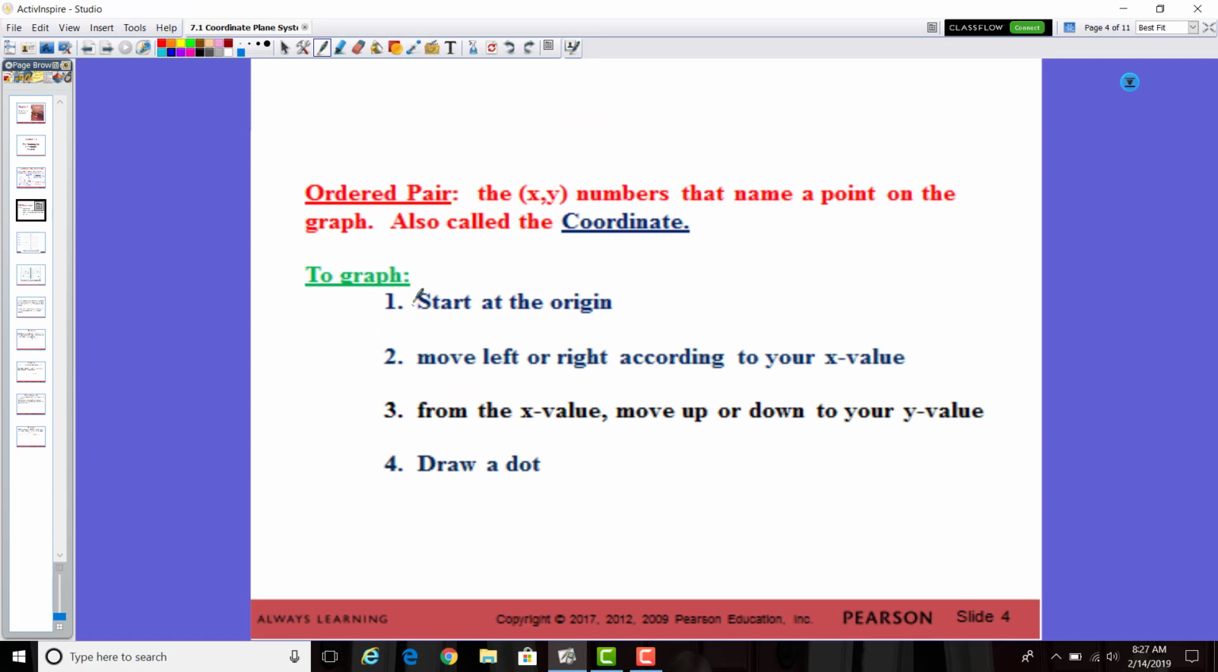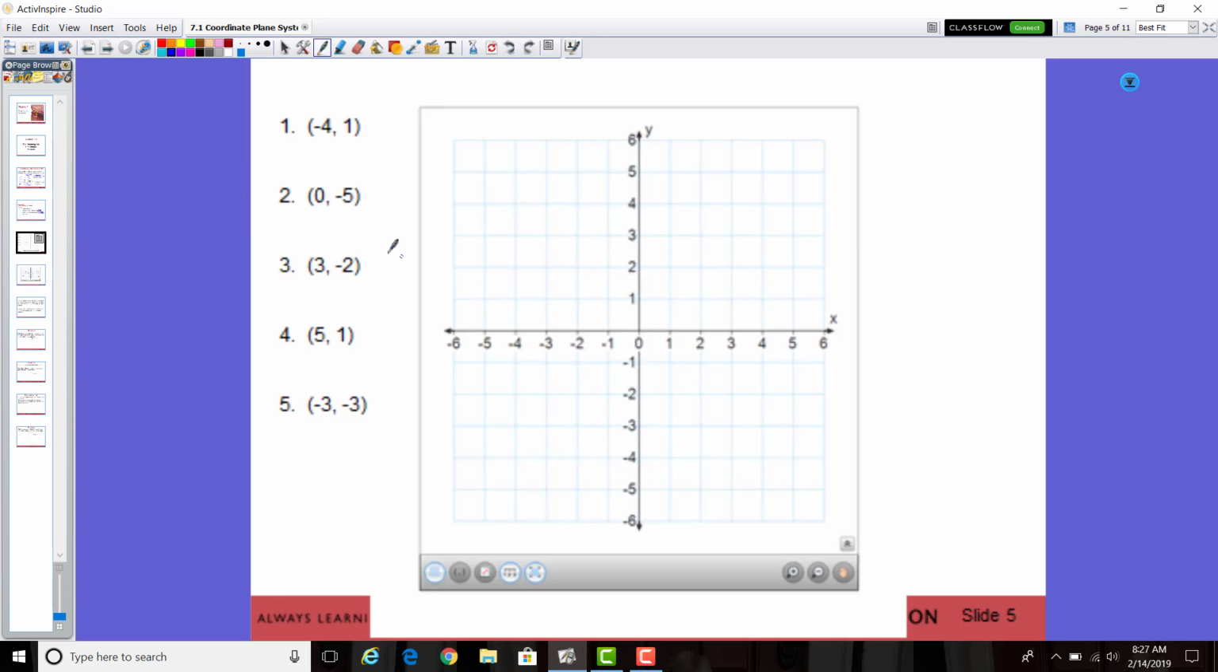Okay, so to plot a point, we start at the origin. Remember, that is the center of the graph. We move left or right according to our x value. From there, we move up or down to go to our y value, and then we draw a dot, plot our point. So let's look at these 5 ordered pairs. (-4, 1). So this is a negative x and a positive y. So this should be sitting in the second quadrant. So -4, we start at the origin, we go over 4 steps to the left, and we go up 1, and we plot the point (-4, 1).